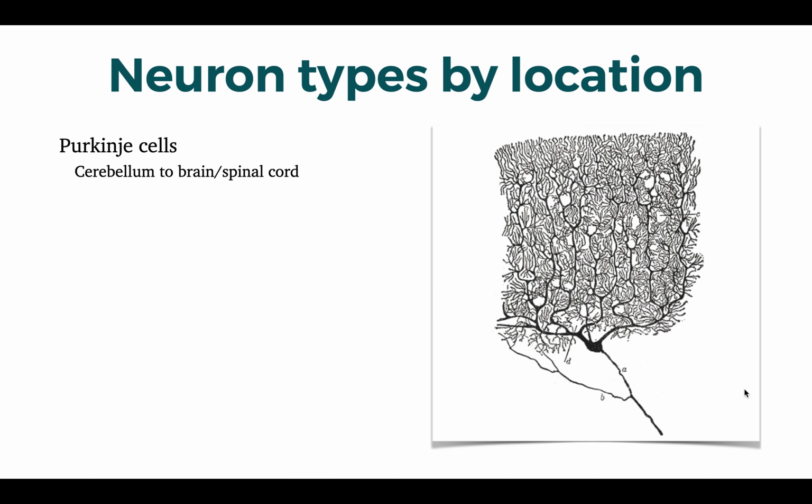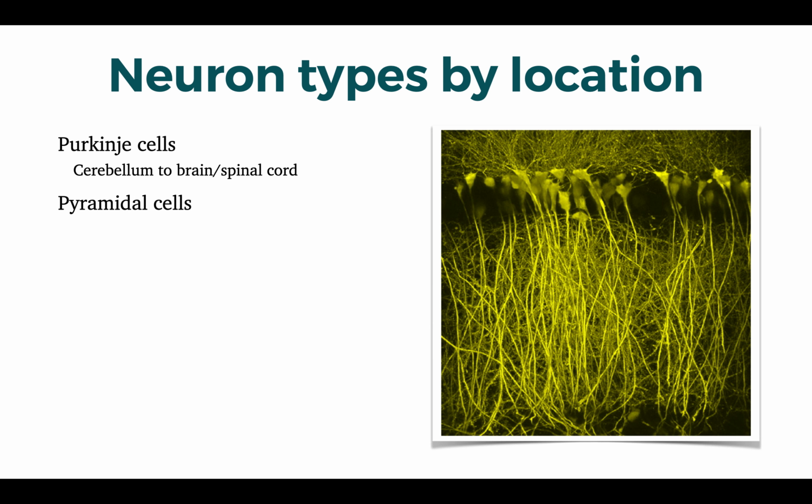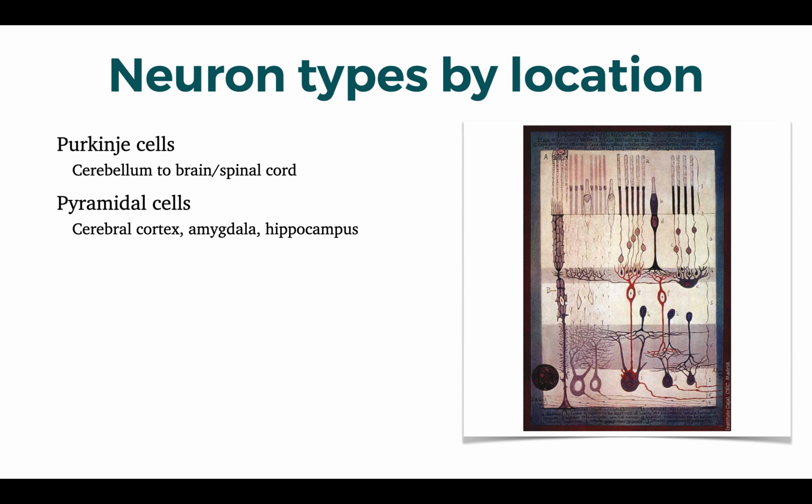So neurons can be classified not just by structure, not just by function, but also by location. When you're in the cerebellum and you see stuff like this, you say, oh, it's a Purkinje cell. When you are in the cerebral cortex, the amygdala, or the hippocampus, and you see cells like this, these are pyramidal cells. They kind of look like pyramids. When you're in the retina, you'll find bipolar cells. That's really one of the only places you find them.